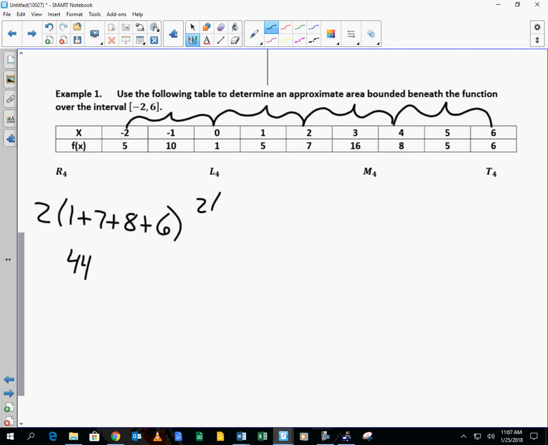Okay, left hand is going to be the same thing, except I get rid of the end, but I pick up the beginning, right? Very good. So we have 5 plus 1 plus 7 plus 8. Very good, 42.